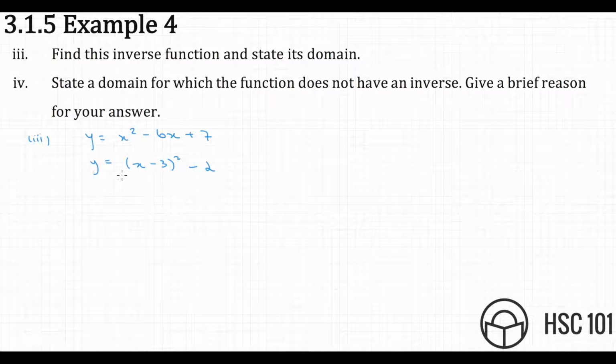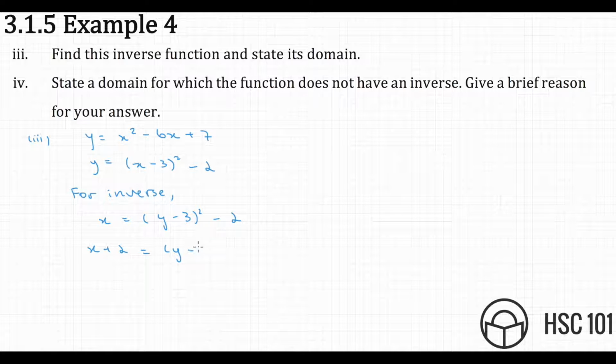This is a lot easier to manipulate, because if we want to find the inverse, we swap the y for x and the x for y. So we've got x equals y minus 3 squared minus 2. If I rearrange this, we've got x plus 2 equals y minus 3 squared. Now in order to find y, I can just take the square root of both sides. So we've got plus or minus root x plus 2 equals y minus 3. So y is therefore 3 plus or minus root x plus 2.